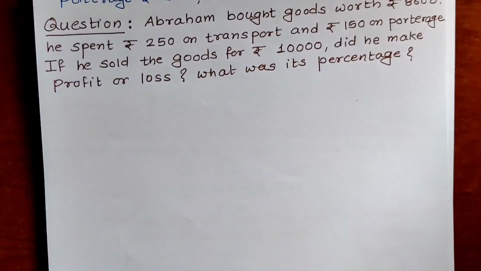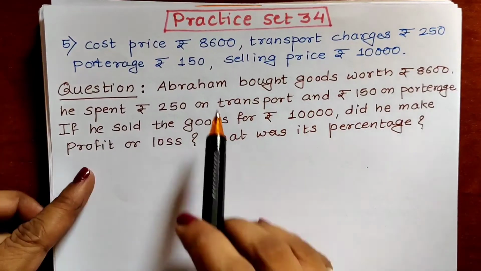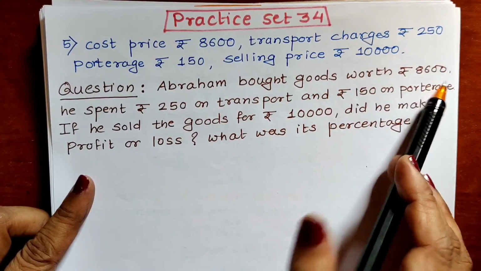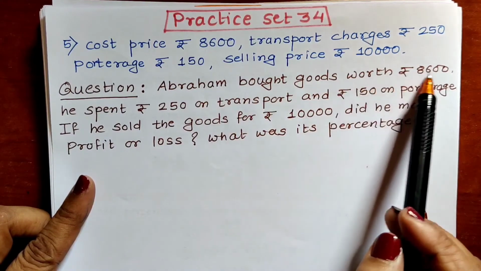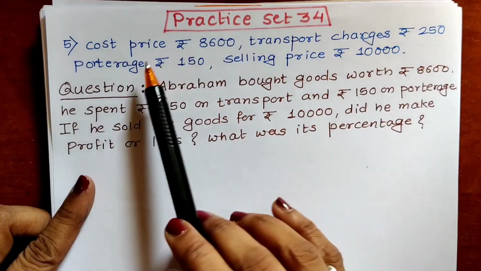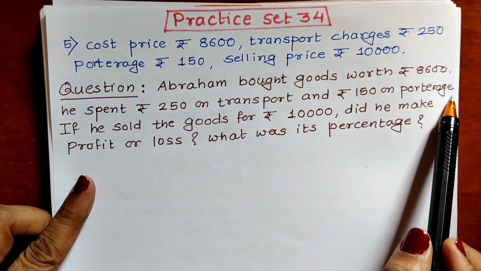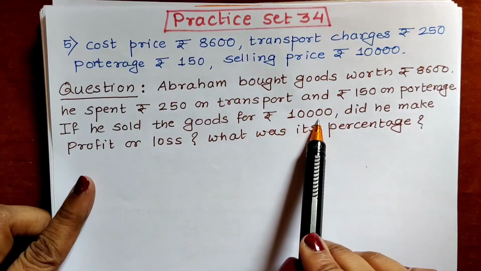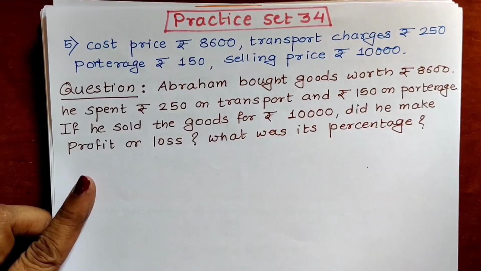We have to find out total cost price first and then check whether the selling price is greater or cost price is greater. But before that we have to frame our question. So let us see how I have framed the question. Abraham bought goods worth rupees 8,600. Then he spent rupees 250 on transport and rupees 150 on porterage. Okay. Then selling price is given. If he sold the goods for rupees 10,000, did he make profit or loss, and what was its percentage?